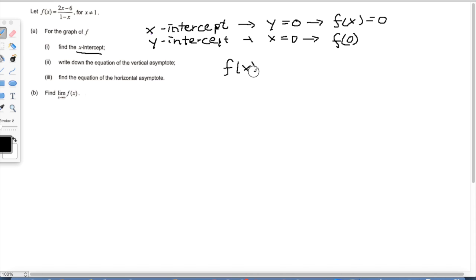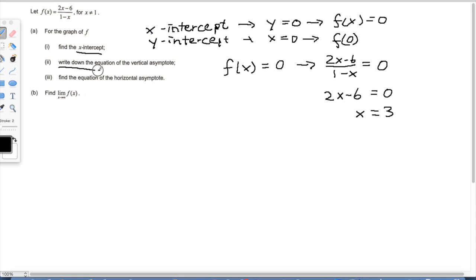So from here, we can see that f(x) equal to 0, meaning (2x minus 6) over (1 minus x) is equal to 0, and we know that x is not equal to 1, so that means basically we can say that 2x minus 6 is 0, and it's very straightforward to see that x is equal to 3. And now write down the equation of the vertical asymptote.